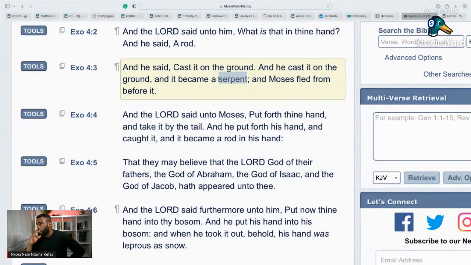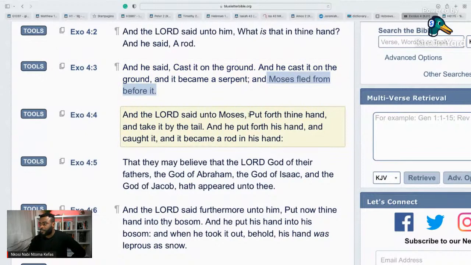Nahas. Nyoka. Hallelujah. And Moses' reaction was, "Whoa, what happened here? What is this?" And he fled from it. But the Tanzambe said, "Put forth thine hand and take it by the tail." And so he did. He put his hand forth, took it by the tail, and once again it turned into a rod in his hand. So we see that Moses, we can say that he had a serpent totem.